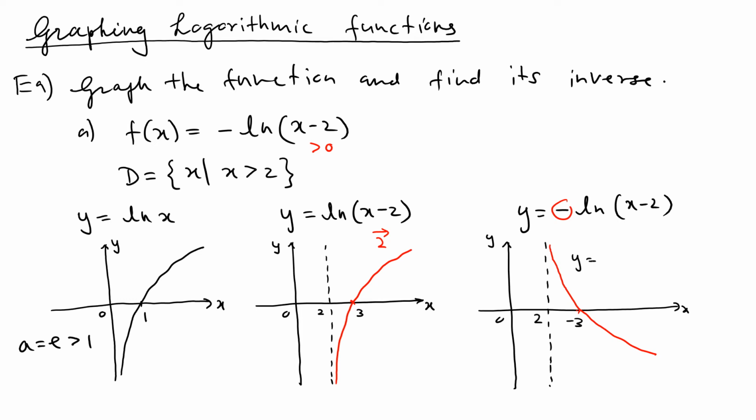So y equal negative ln x minus 3, and you can see that the domain is, so we can write this again, it is from 2 to infinity, and you can see the range is going from negative infinity to positive infinity. That's the range. Okay, so that is the graph of the negative ln x minus 2. Let's also try to find the inverse of this function.